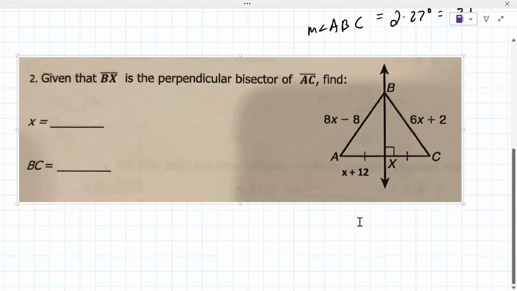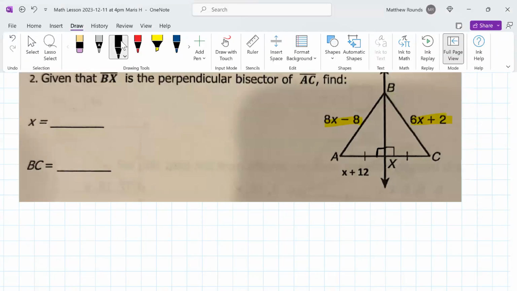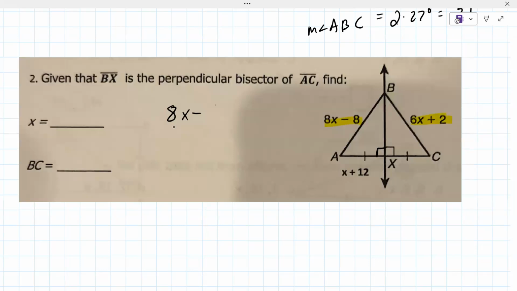All right, here we go. Given that BX is the perpendicular bisector of AC, so it's already drawn here, but that means they meet at a right angle. It bisects it, so these are congruent. It also means that the sides are congruent. We talked at length a lot of times in this course about how you set things equal or they add up to something. In this problem, you set the two equations equal and you solve for x.